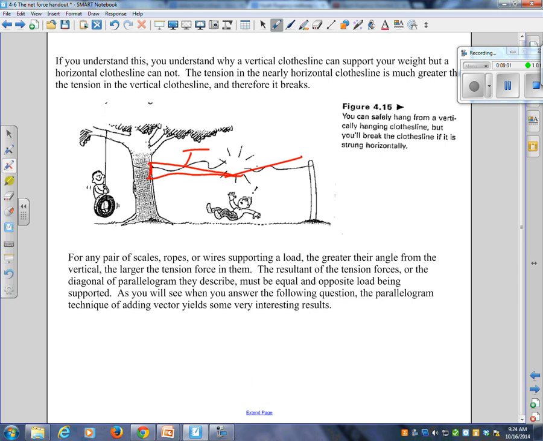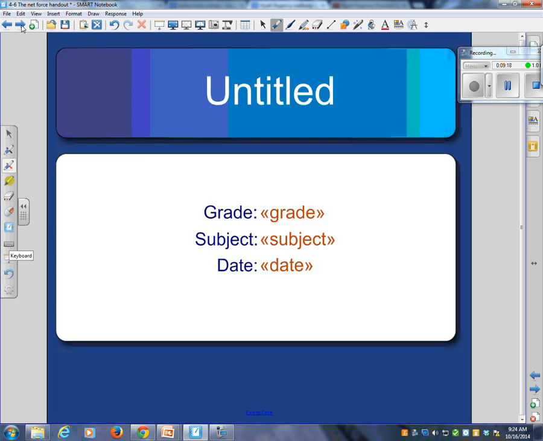For any pair of scales, ropes, or wires supporting a load, the greater their angle from the vertical, the larger the tension force in them. The resultant of the tension forces, or the diagonal of the parallelogram they describe, must be equal and opposite the load being supported. As you'll see when you're asking following questions, the parallelogram technique of adding vectors yields some interesting results. Well, I don't know about that.